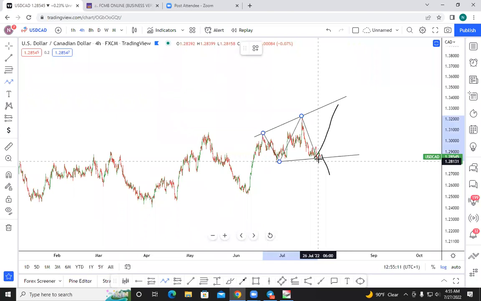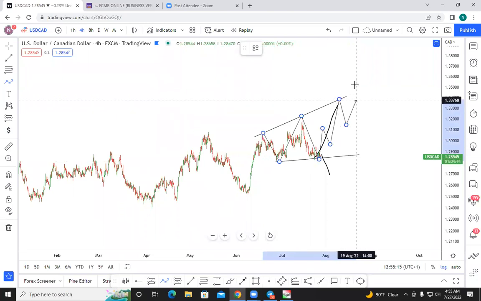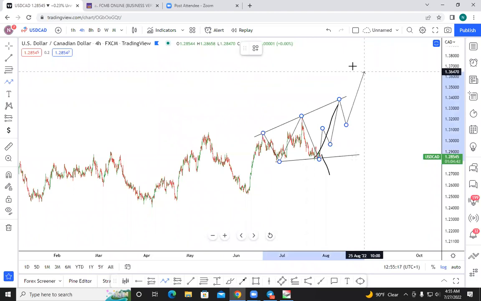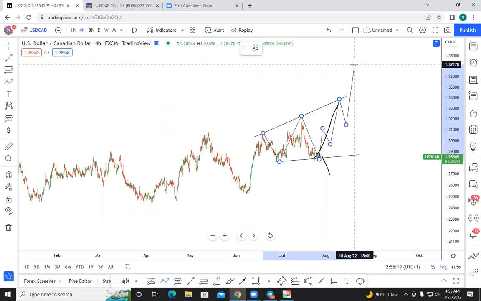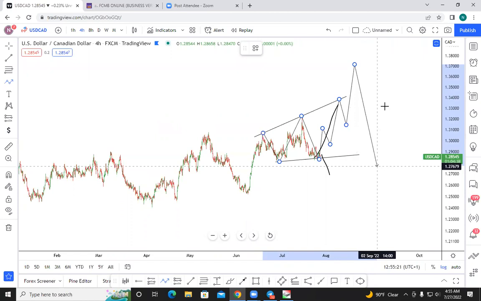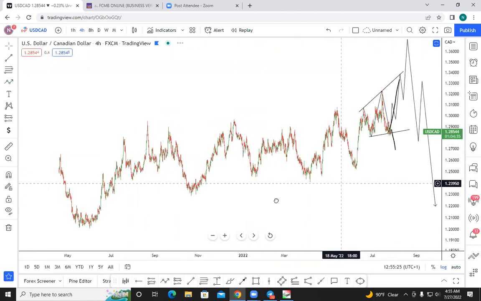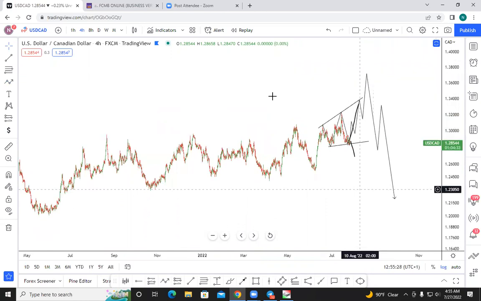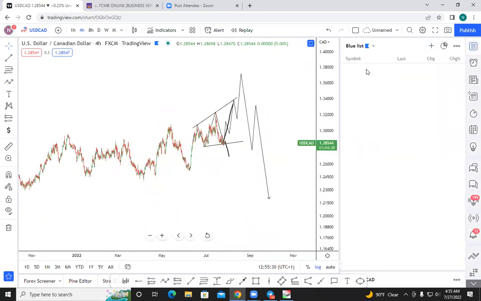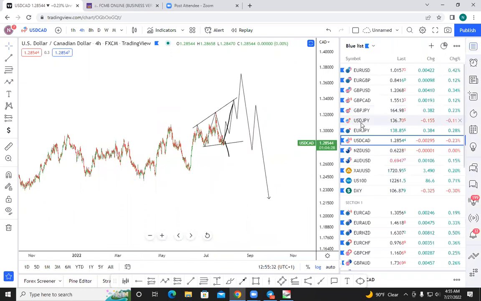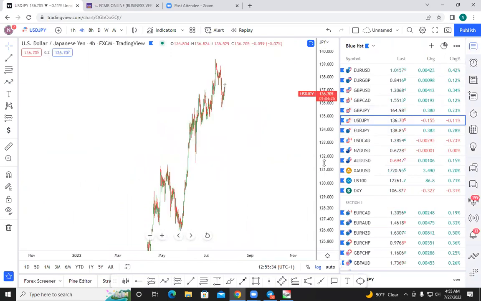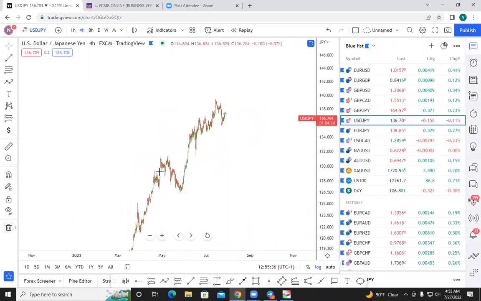Can you see? It's going to be going this way, this way. Once you break this level to the upside, just begin to look for a sell opportunity to the downside. Okay? That is how USD card is expected to behave. All right. So next one is USD JPY.